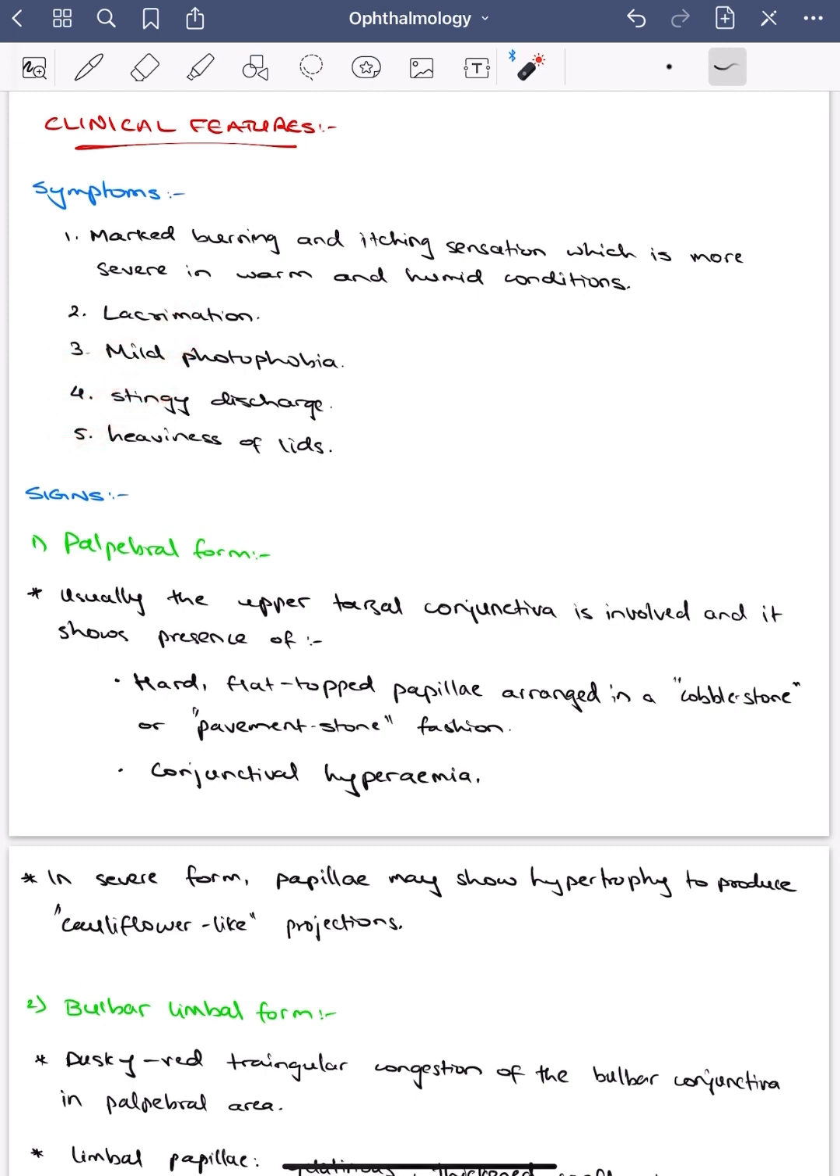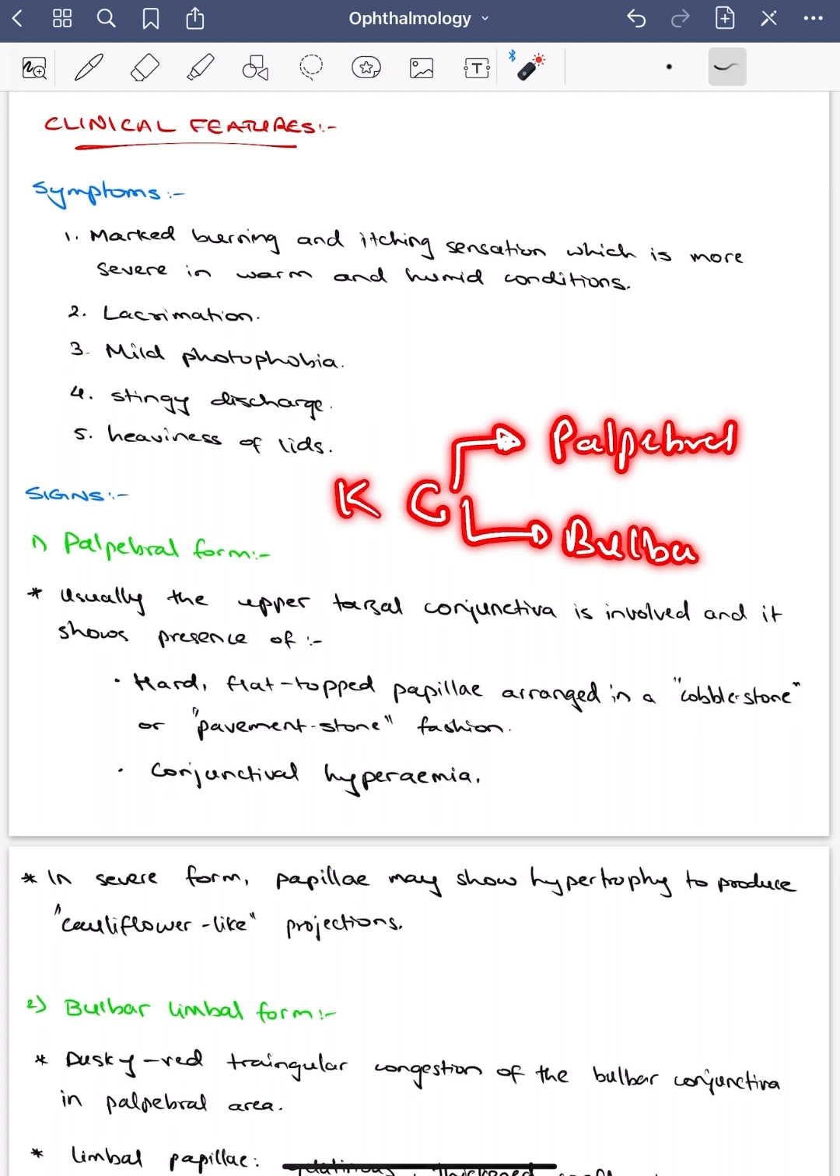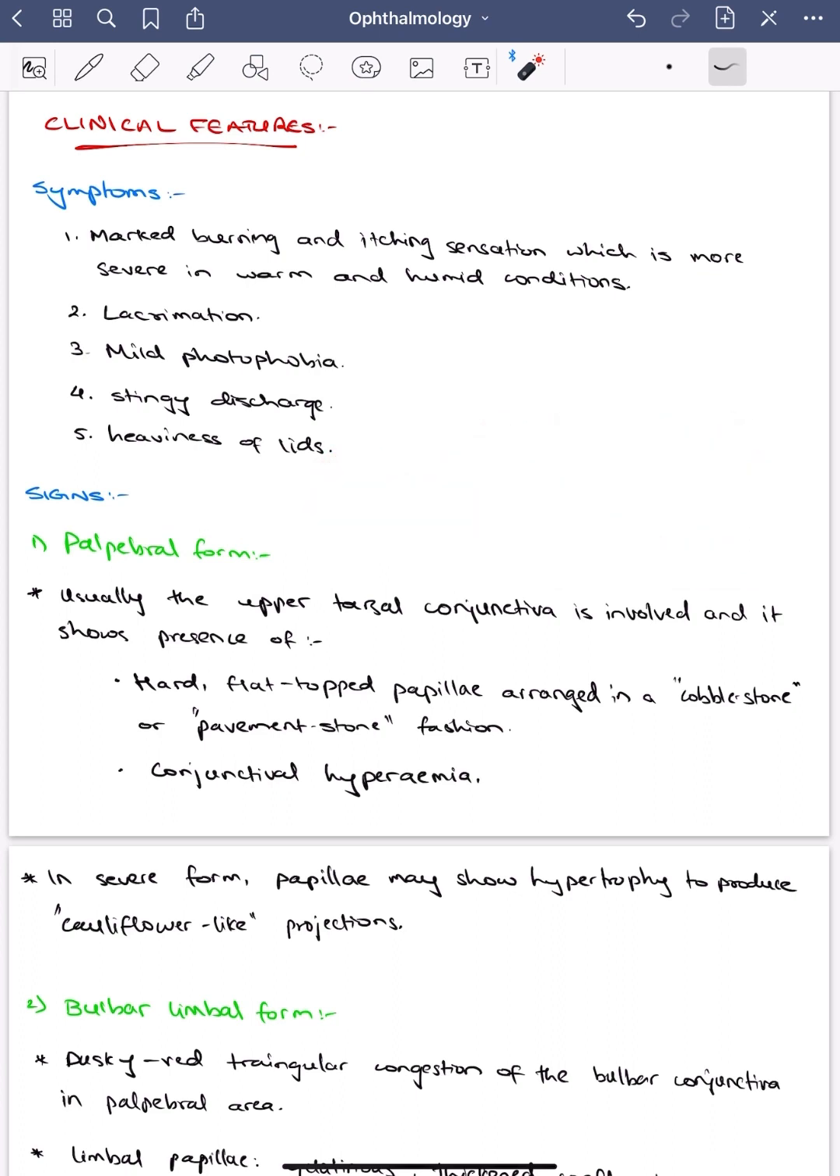Now before we discuss the signs, remember this is vernal keratoconjunctivitis. Keratoconjunctivitis means it can affect both the cornea and the conjunctiva. And the conjunctiva, as we know, has two parts: the palpebral part and the bulbar part. So we can divide VKC as palpebral form, bulbar limbal form, and vernal keratopathy.